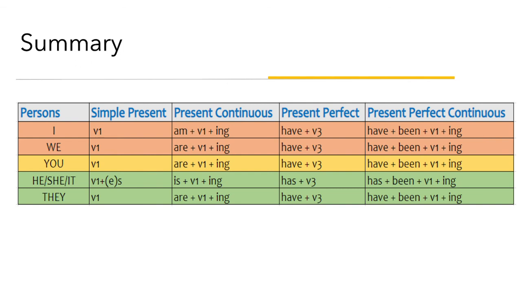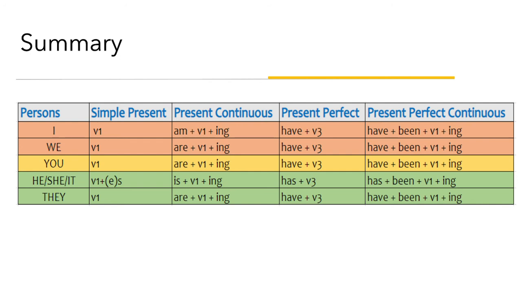So with this, we come to the summary. I have just listed a table here. The first column is the persons, and I've listed all the different persons. And in the first row, along with the persons, I have listed all the different types of present tense and the formulas for each of the persons.